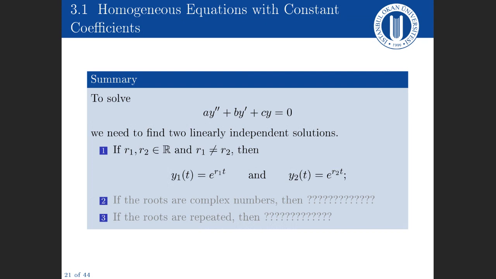So let's summarize this. To solve a second order linear differential equation with constant coefficients, we need to find two linearly independent solutions. And we do this by writing down the characteristic equation and then finding the roots of the characteristic equation. Case 1, which we've been looking at, if we have two different real numbers, then the two functions we want are e to the power r1 t and e to the power r2 t.